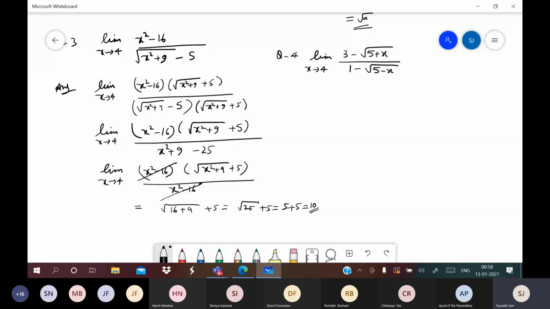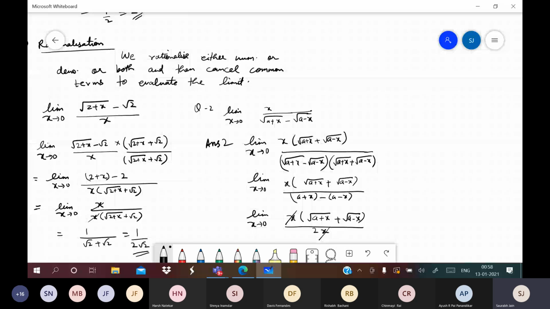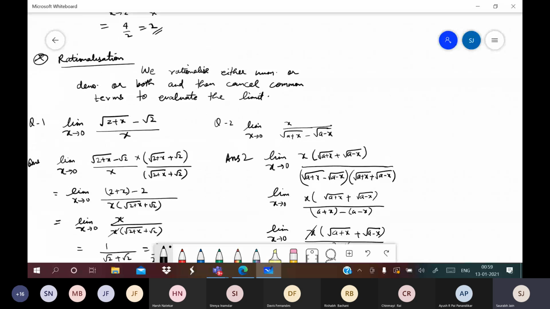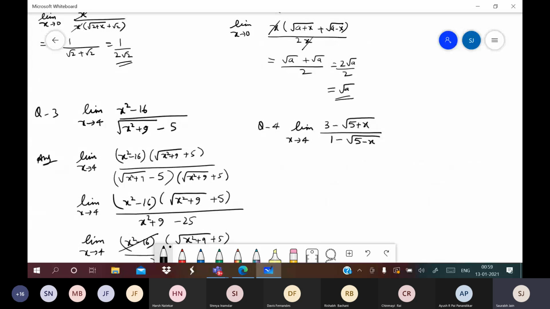See, in the fourth question, if we go back to this heading, see what is written here. We rationalize either numerator or denominator or both. So the question is based on double rationalization. Double rationalization means that you have to rationalize the numerator as well as the denominator. Only then you will get some common factor, it will be cancelled, and finally you will get some value. So, an important question, right?